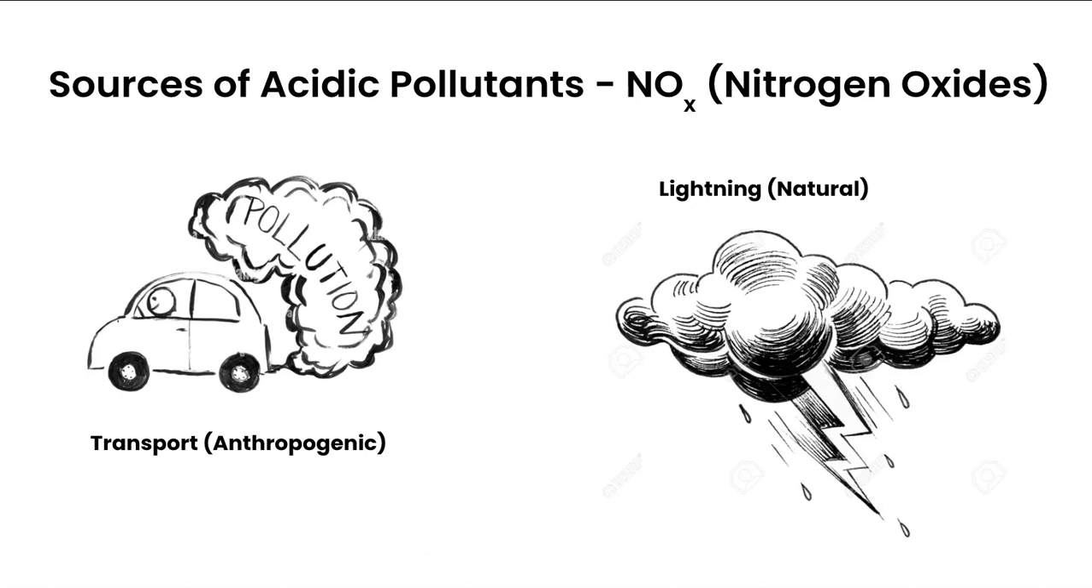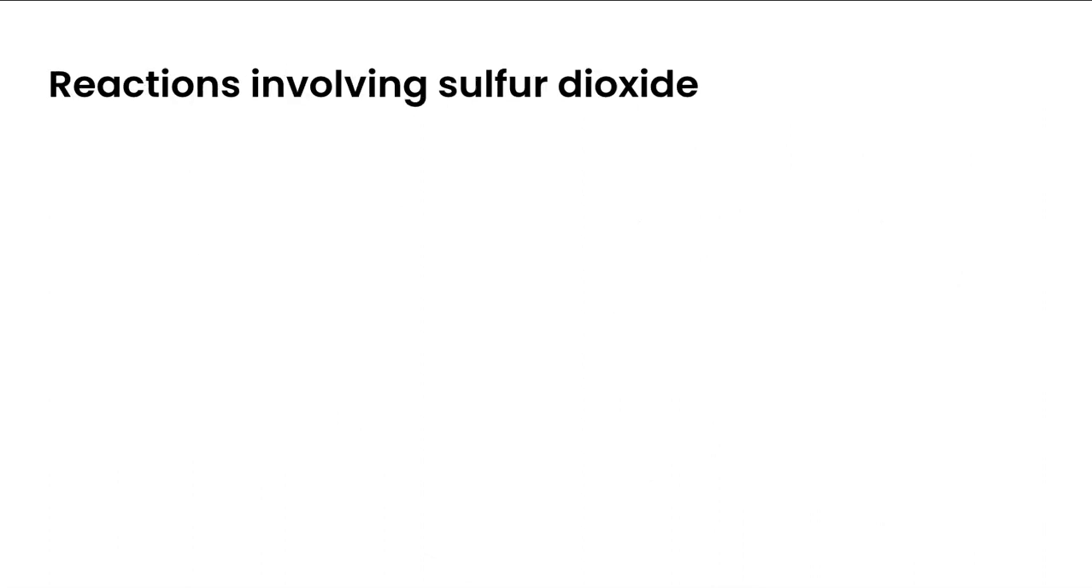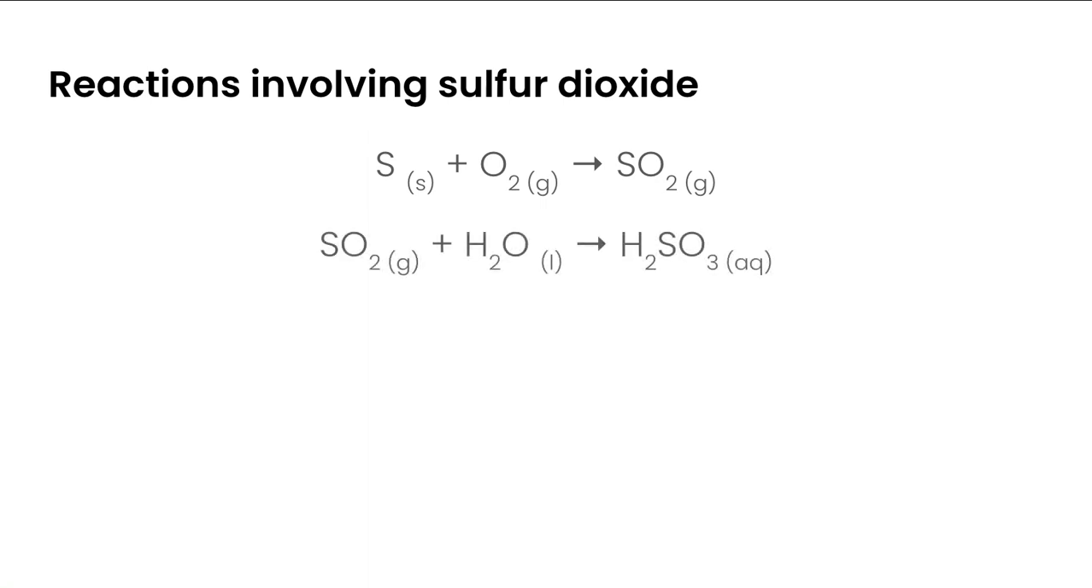Let's take a look at the reactions that happen a little more closely. We'll start with the reactions involving sulfur dioxide. First off, where does sulfur dioxide come from? Especially in power stations, the coal-fueled power stations use sulfur as a source, and that sulfur reacts with oxygen to produce sulfur dioxide. From there, that sulfur dioxide can react with water in our atmosphere, and that will produce H2SO3, which is sulfurous acid.